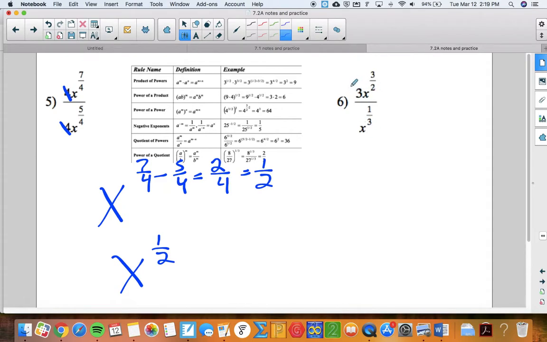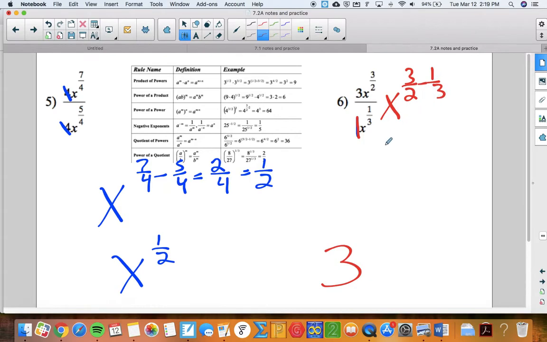Here, now when I take 3 divided by 1, that is 3. So part of my final answer will be the number 3. Let's change colors to keep things straight. Part of my final answer will be 3. But I am dividing the same bases, so I subtract the exponents. And I specifically take the top exponent minus the bottom exponent.